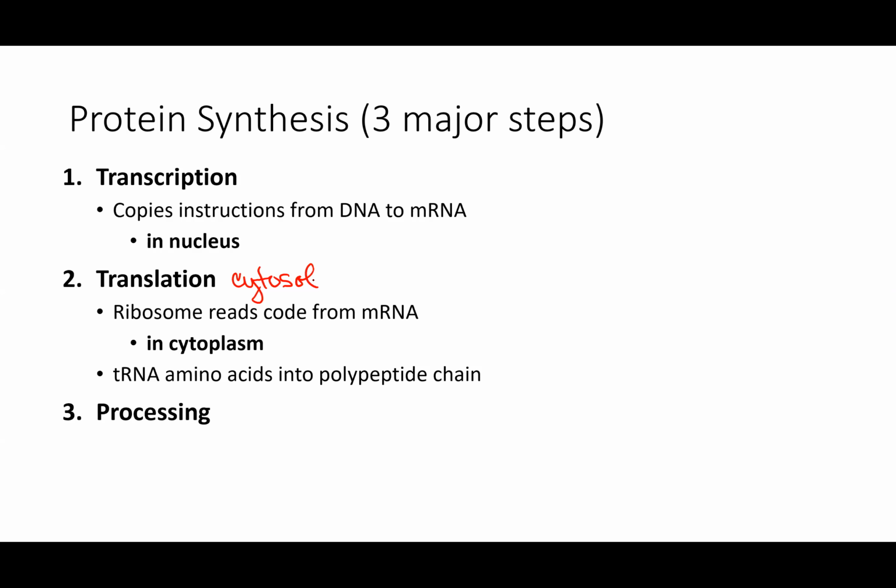Then you have the processing. And RER, rough endoplasmic reticulum, that's what that stands for. So there is processing that happens in the rough endoplasmic reticulum, and then it sends that protein that's been partially processed to the Golgi apparatus for further processing and packaging, and it's sent off to different areas of the cell or to outside of the cell.